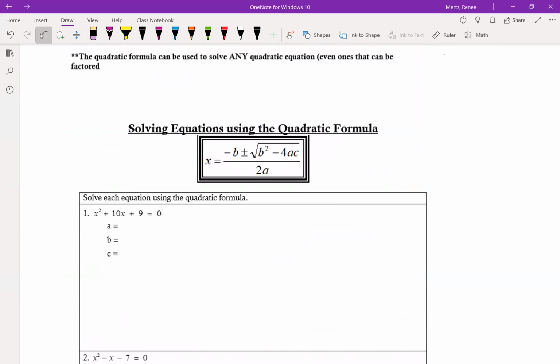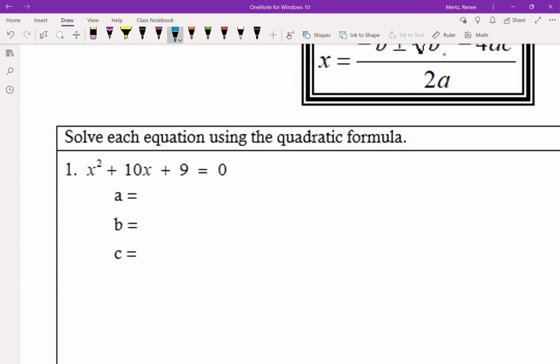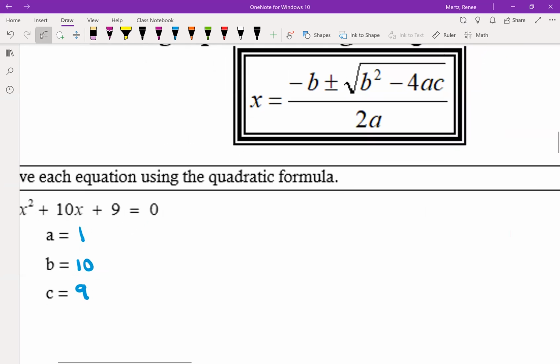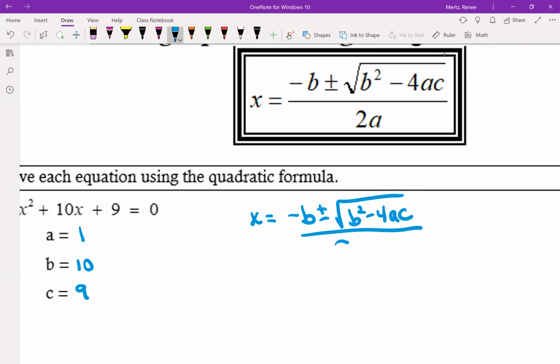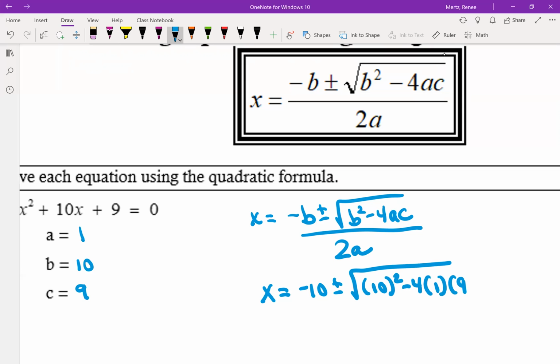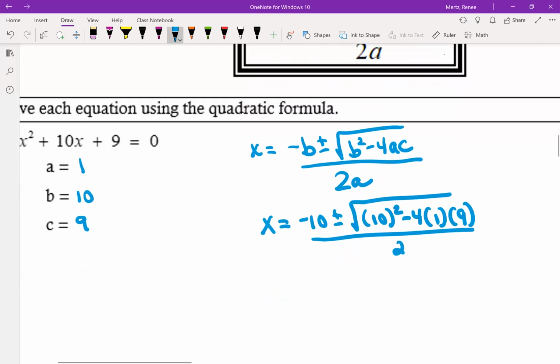So first step, is it set equal to 0? Yes. So then we can list our A, B, and C. So if there is no number in front of A, it's 1. B is a positive 10. C is a 9. We copy down the formula. X equals -b plus or minus the square root of b squared minus 4ac all over 2a. So I'm going to plug in x equals -10 plus or minus the square root. B squared would be 10 squared minus 4 times 1 times 9 all over 2 times 1.